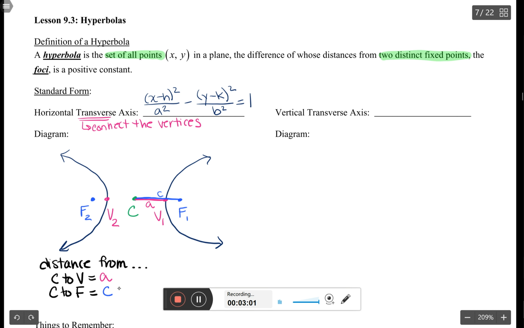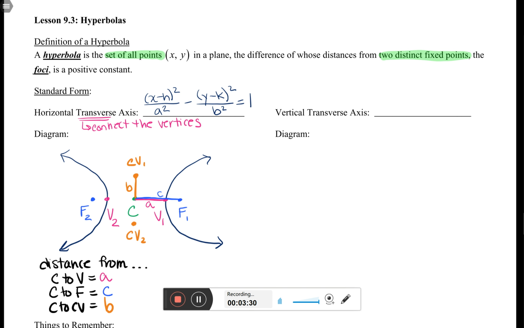And we also have co-vertices in this case. And so my co-vertices are going to be above and below the center. I will call them CV1 and co-vertex 2. The distance from the center to a co-vertex, just like in an ellipse, is the distance of B. So this length right here is going to be B.